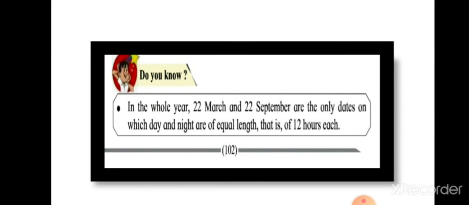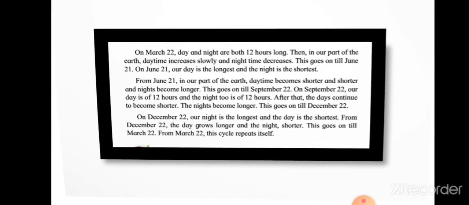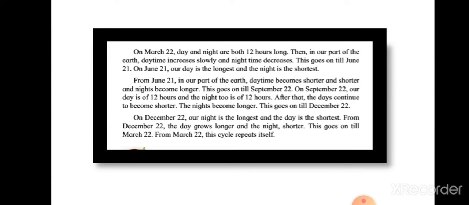Do you know, in the whole year, 22nd March and 22nd September are the only dates on which day and night are of equal length, that is, of 12 hours each. On 22nd March, day and night are both 12 hours long. Then in our part of the earth, daytime increases slowly and nighttime decreases. This goes on till 21st June. On 21st June, our day is the longest and the night is the shortest.